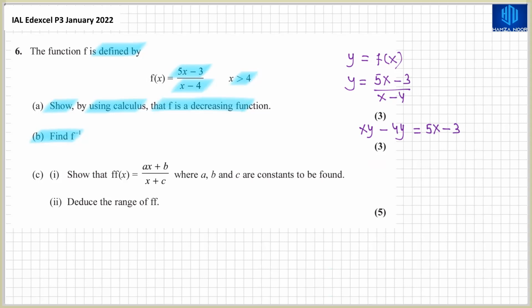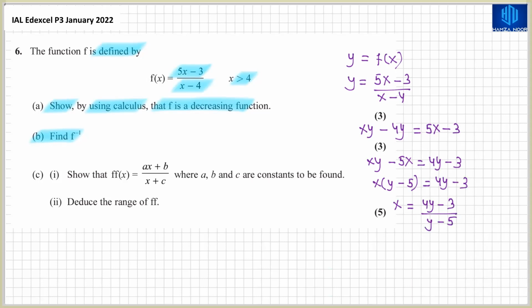As we want to make x the subject of the equation, we need to collect all the terms related to x on one side of the equation. Therefore, xy - 5x = 4y - 3. Now if you take x as common, you are left with (y - 5) inside, and this whole thing is equal to 4y - 3. Therefore, when x is made the subject, x = (4y - 3)/(y - 5).